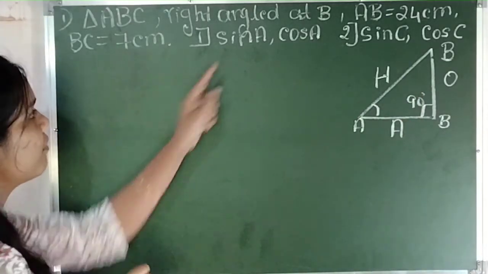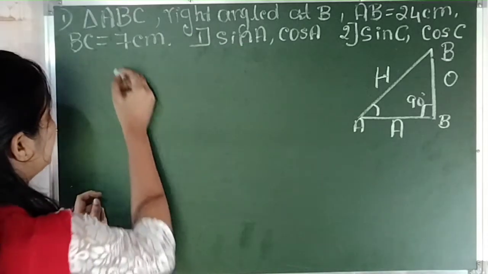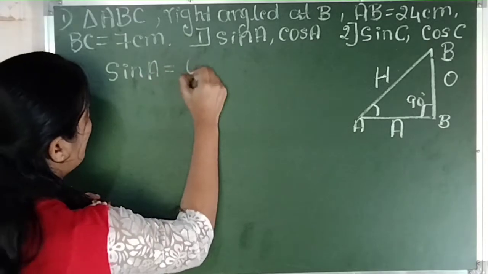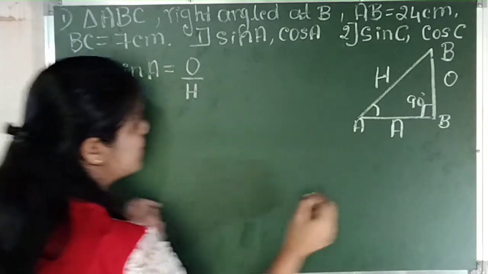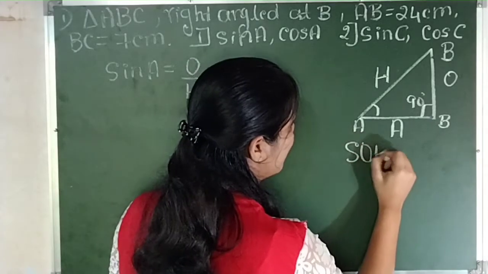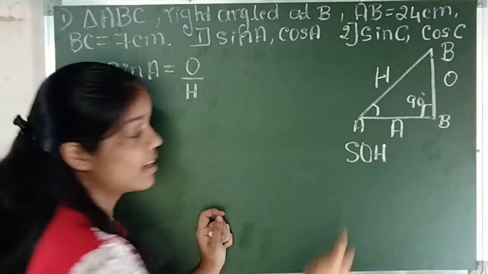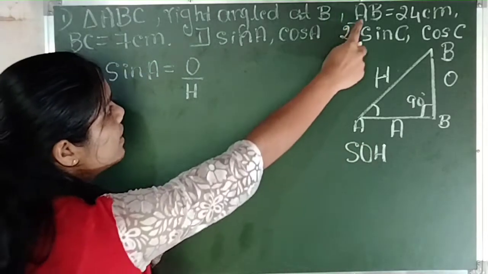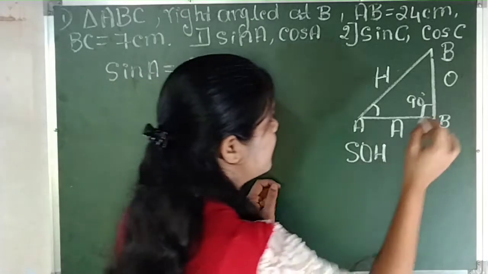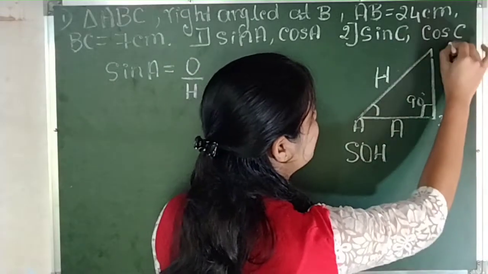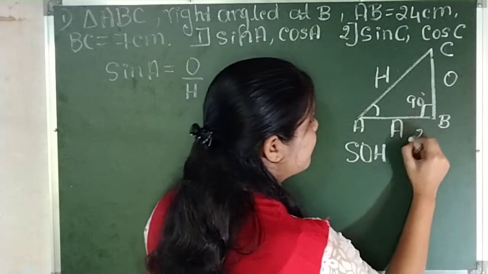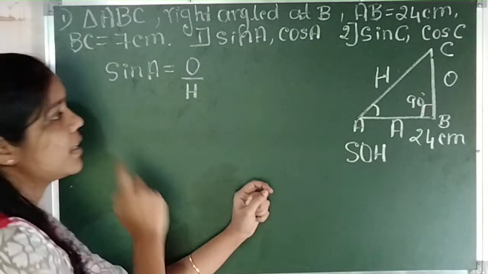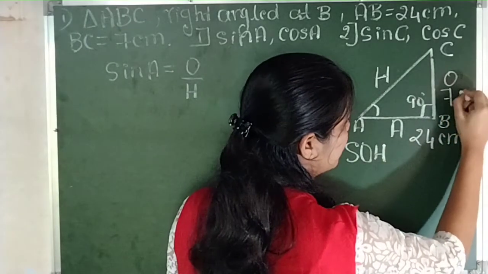So we know the formula for sine. What is sin theta, or sin A? It is nothing but opposite by hypotenuse. We know this trick, that is SOHCAHTOA, SOH, that is sine is opposite by hypotenuse. Now they have given AB is equal to 24 centimeter. This is C. AB is equal to 24 centimeter and BC is equal to 7 centimeter.